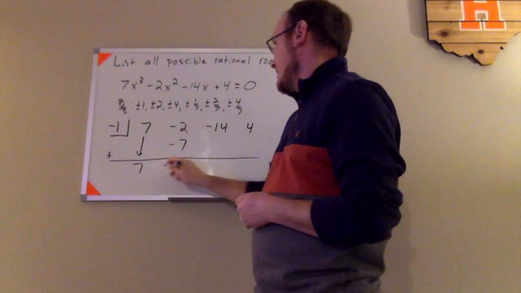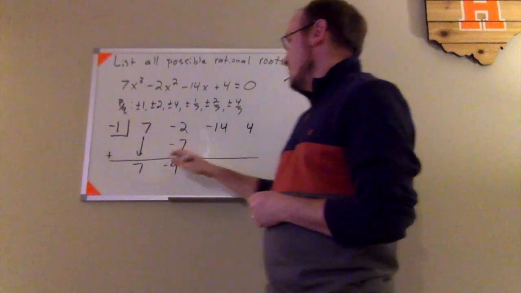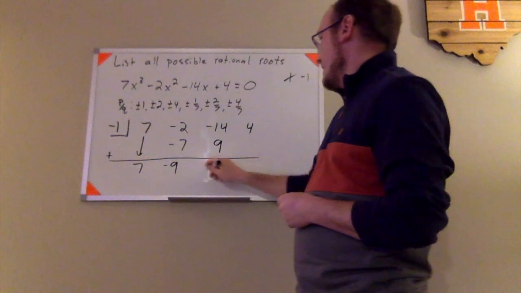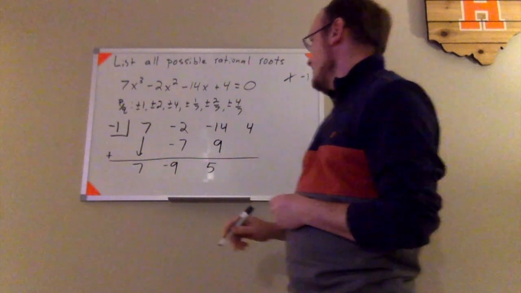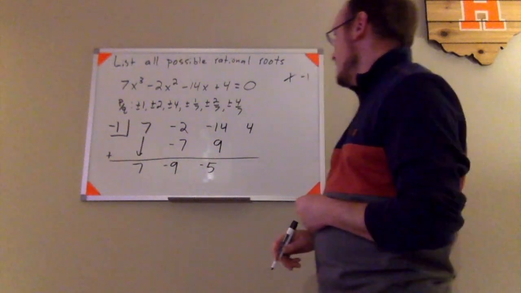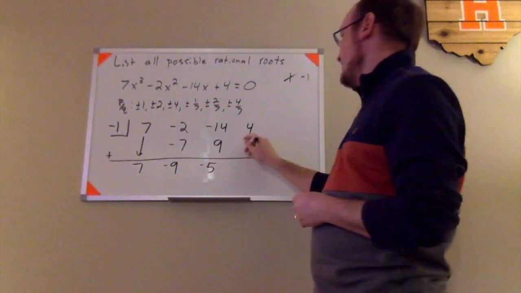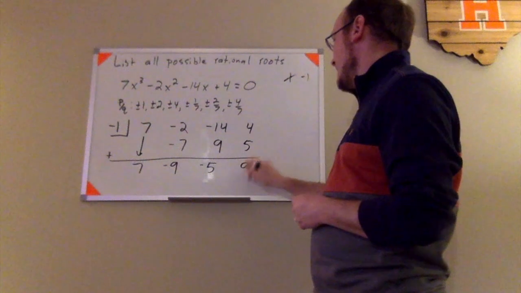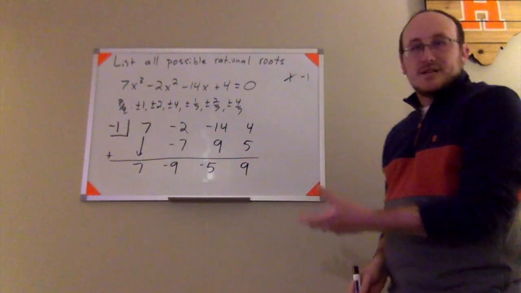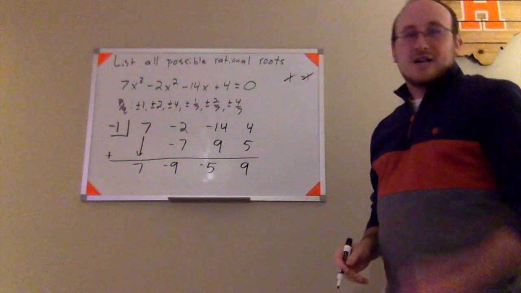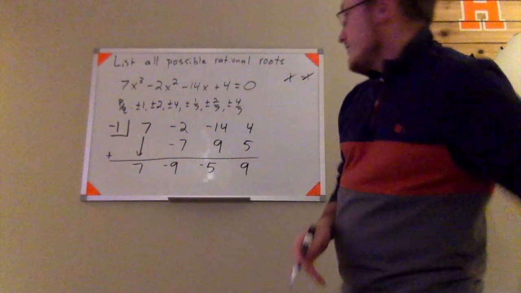Add the column. I get negative 9. Negative 1 times negative 9 is positive 9. Add the column. I get negative 5. Negative 1 times negative 5 is 5. Add the column, I get 9. I didn't get 0. So negative 1 is also not an actual root of this equation.